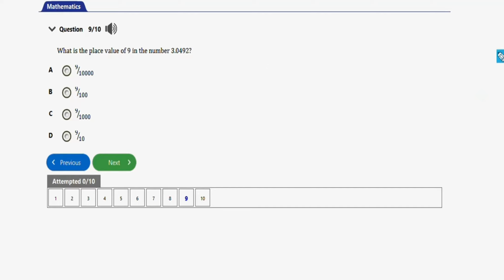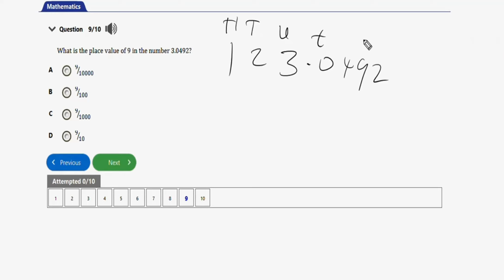So we have 3.0492. So we are looking for the value of 9 in the number. Remember, this will be hundreds, tens, and units. Alright, so this will be your tens, this will be your 100 there, this will be your 1000 there, this will be your 10,000 there, in that order.